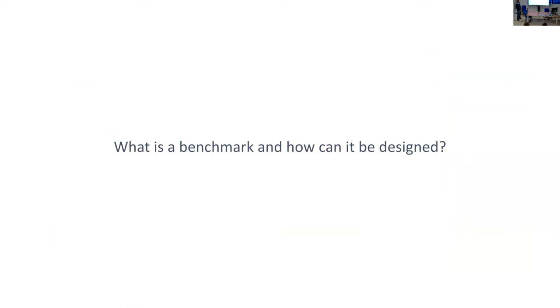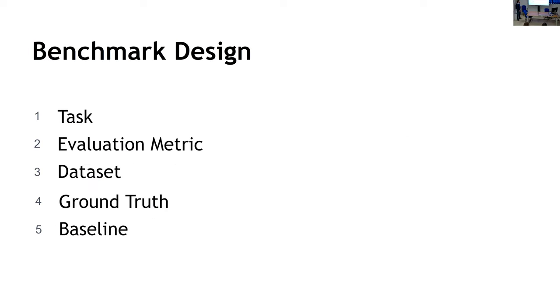So what is a benchmark and how can we design one? A benchmark is composed of five main components: the task we want to perform, in this case tissue segmentation; the evaluation metric, the metric we can use to compare the results of different methods in performing the task; a dataset that we can use to perform the task; a ground truth, what we expect the task should produce; and a baseline, a baseline method, so people can refer to it when developing a new method for performing the task.